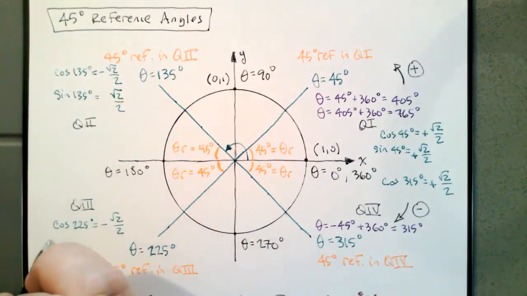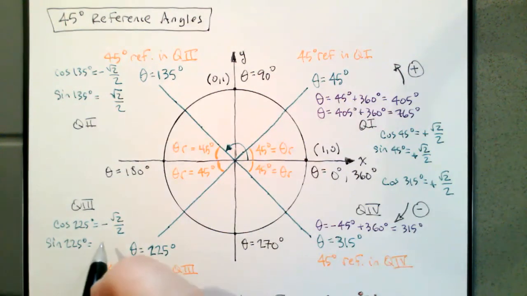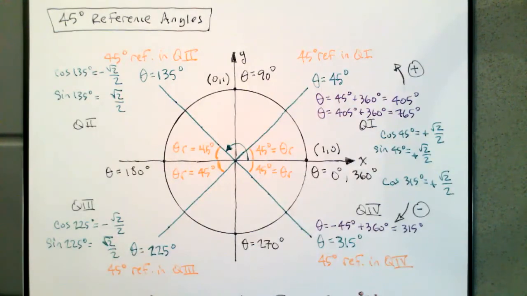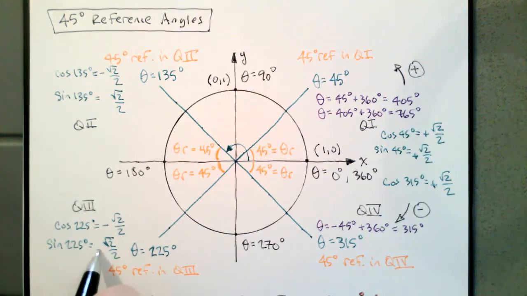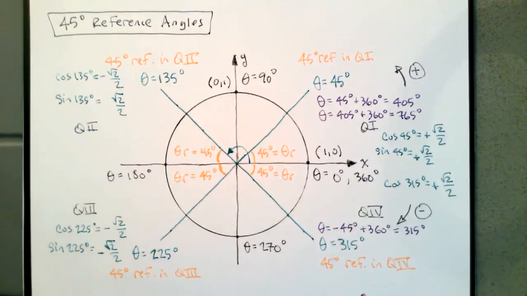To get the sine of 225, we get the value from the trig function and the reference angle. So sine of 45 is root 2 over 2. 225 is in quadrant 3, and sine is negative in quadrant 3. So the sine of 225 is negative root 2 over 2.